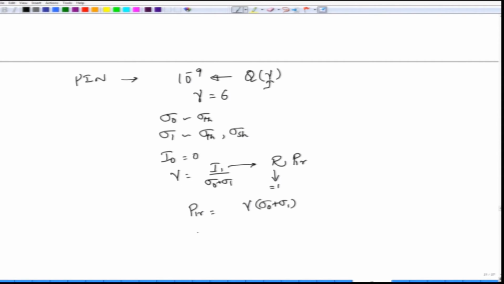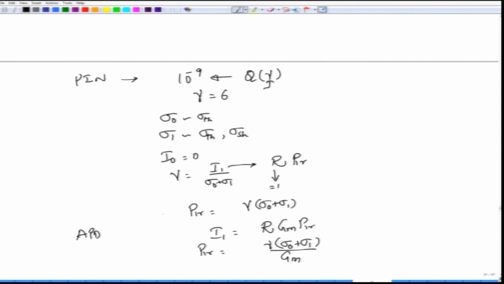On the other hand, if you are looking at an APD receiver, because the current I1 will be multiplied by the multiplication factor of the APD, so it would be R GM P1R, you would see that the required P1R is given by gamma sigma 0 plus sigma 1 divided by GM.